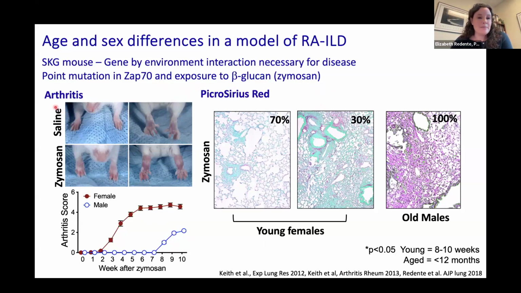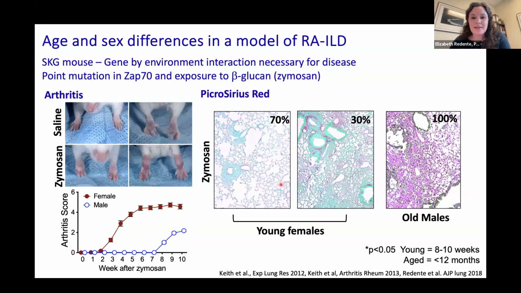On the left, these are just pictures of what the arthritis looks like in these animals. Saline-treated mice are on the top, and animals receiving zymosan are on the bottom. You can see the swelling in the joints and in the digits that is indicative of the arthritis, and then we can score these over time. But this is a really great example of a sex difference. So this is in young animals, but we can see that the arthritis is much more robust in females compared to males. So there is a sex difference in arthritis, but there's also a sex difference and an age difference when we look at the lung disease.